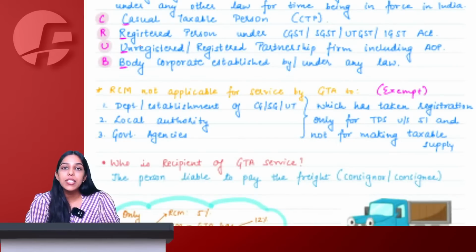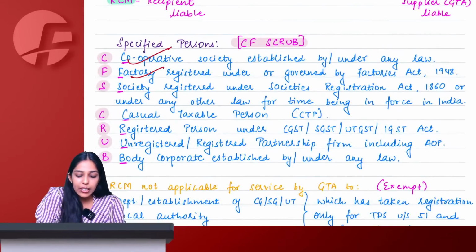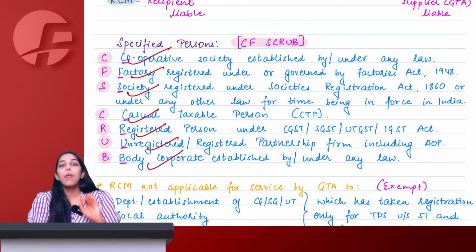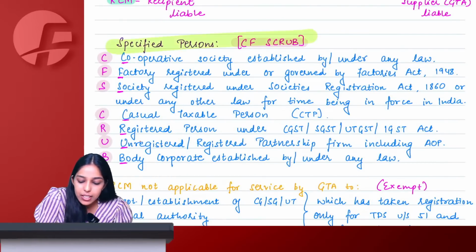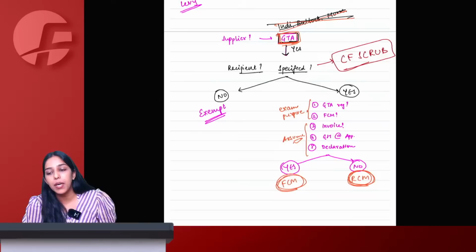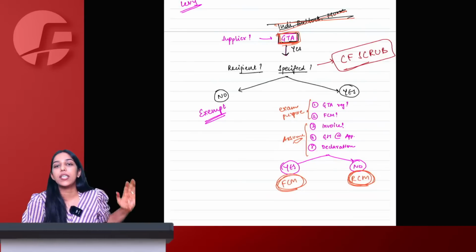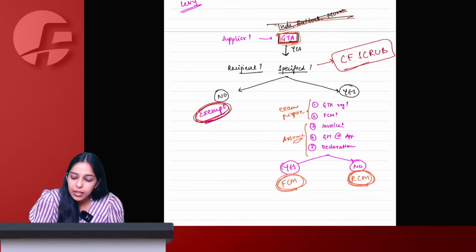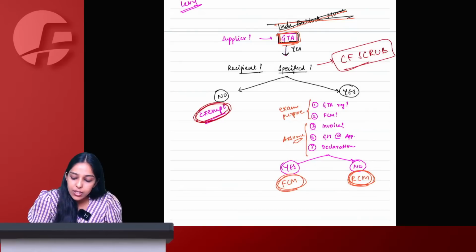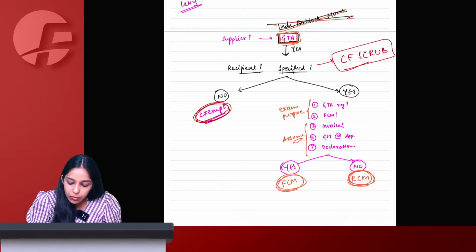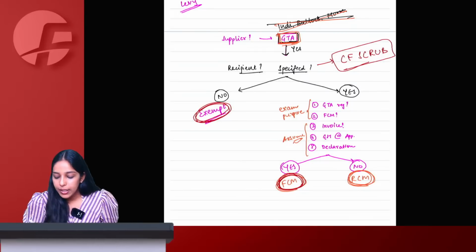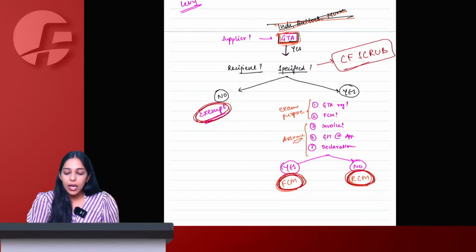Ma'am, what do you mean by the term CF SCRUB? C means cooperative society, F factory, S society, C casual taxable person, R registered, U unregistered, B body corporate, and partnership firm. These people are known as specified recipients. So if at all a GTA is providing services to a specified recipient, it will always be taxable under GST, always. This will be always exempt and this will be always taxable. But the only question is RCM or FCM. If the answer to these 5 questions is yes, then it will be taxable under forward charge mechanism. If the answer to any of these questions is no, then it will be taxable under reverse charge mechanism.